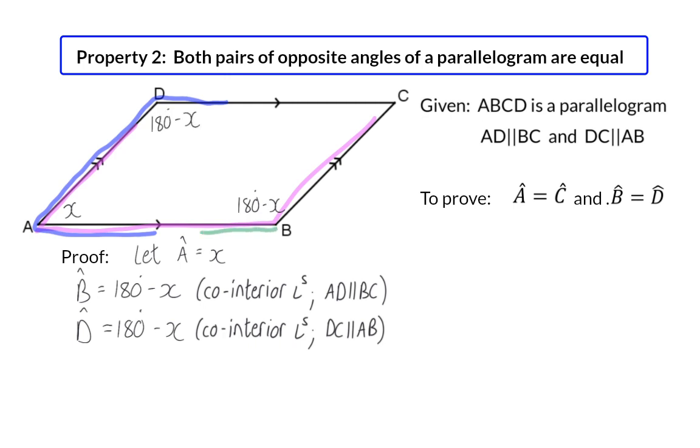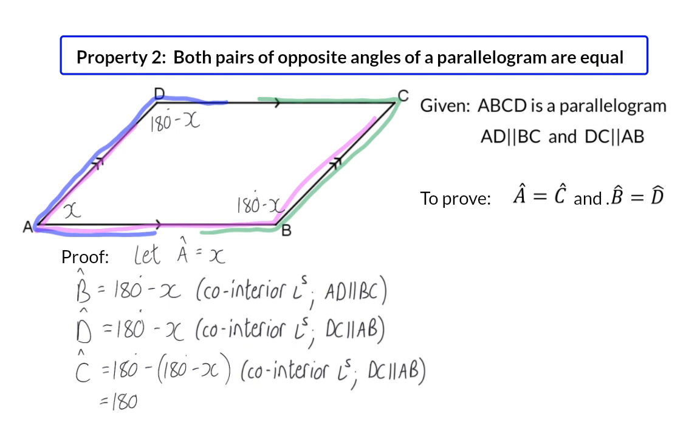With a third U, we can determine the size of C in terms of x. Angle C will then be equal to 180 degrees minus angle B, which is 180 minus x. And if I now simplify, I will have 180 minus 180 plus x, which means that C is x. And here we can now clearly see that angle A is equal to angle C, and angle B and D are the same. So our final conclusion is that angle A is equal to angle C, and that angle B is equal to angle D because they're both 180 minus x.